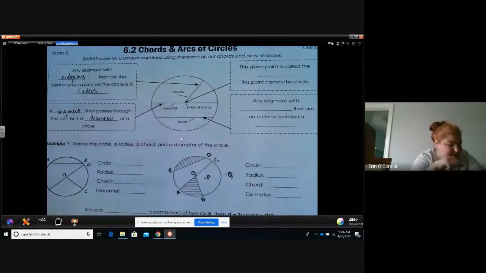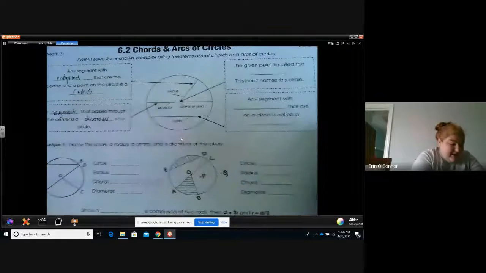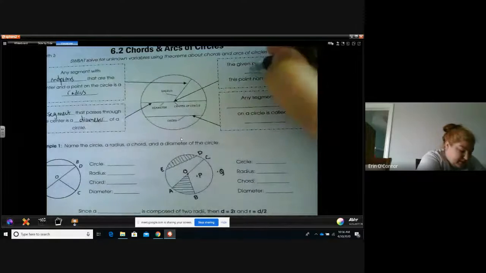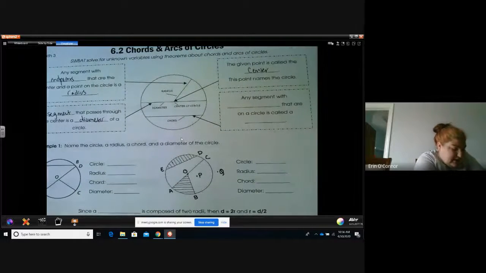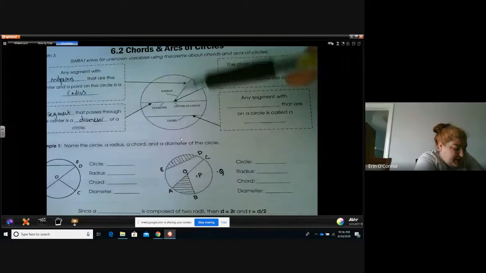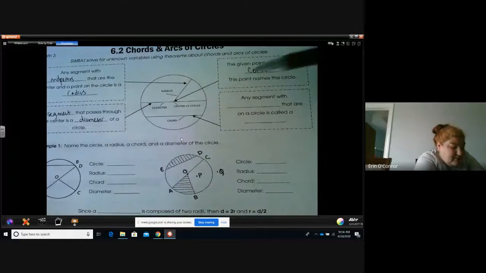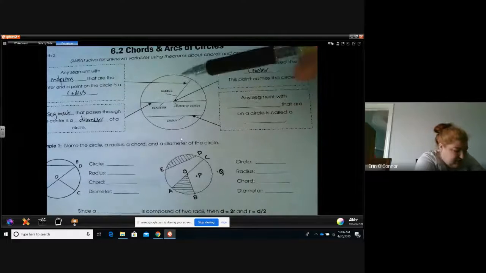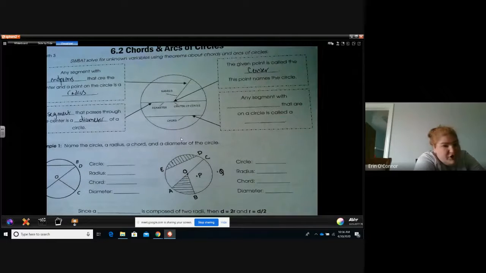It is a diameter. The given point is called the center. The point names the circle. So whatever that point name is, that's the name of the whole circle. So if this point was point J, the circle would be circle J.